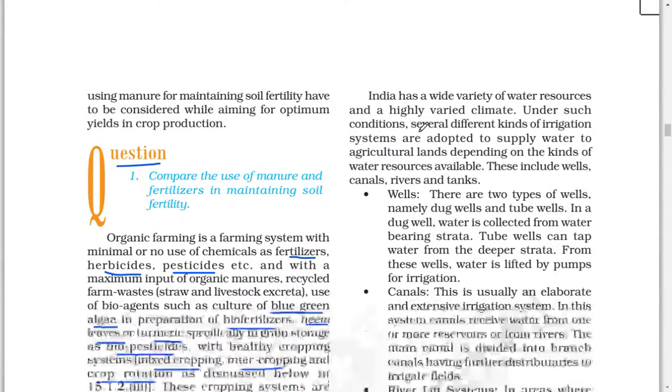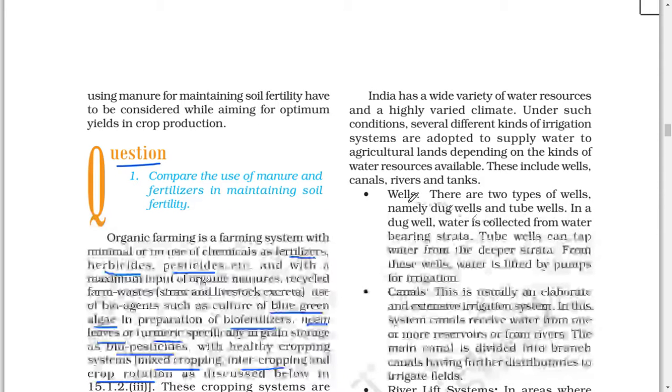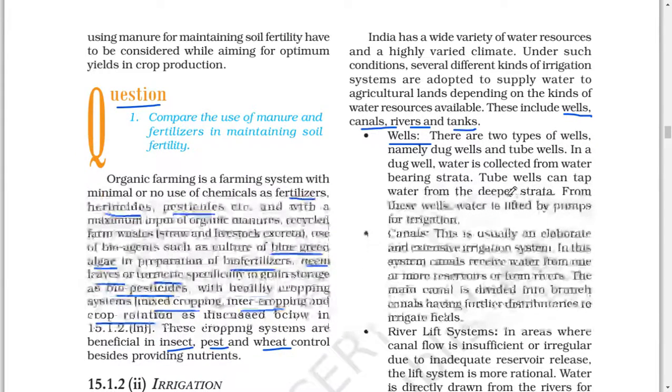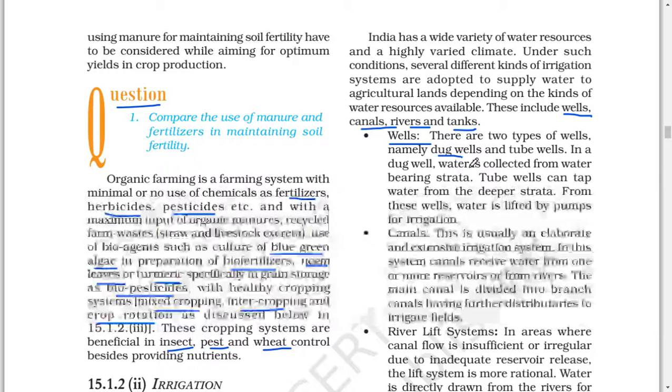India has a wide variety of water resources in a highly varied climate. Under such conditions, several different kinds of irrigation systems are adopted to supply water to agricultural land depending on the kinds of water resources available. This includes wells, canals, rivers, and tanks. Wells. There are two types of wells, namely dug wells and tube wells.